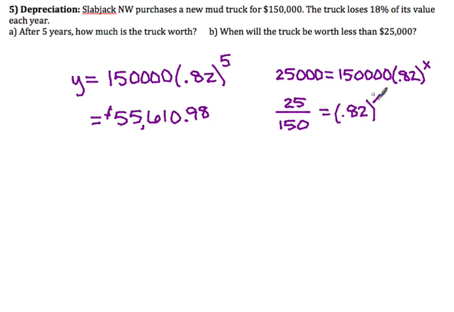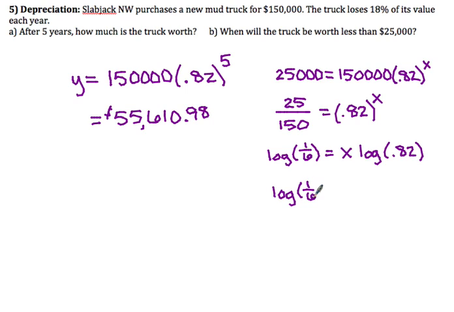0.82 to the x. To undo an exponent that is a variable, we want to take the log or natural log. So we have the log of, again, this can reduce further down to 1/6, equals x times the log of 0.82. And this is that property that when I take the log of both sides, I can take the exponent and move it out front. And so then our final answer is the log of 1 over 6 divided by the log of 0.82.